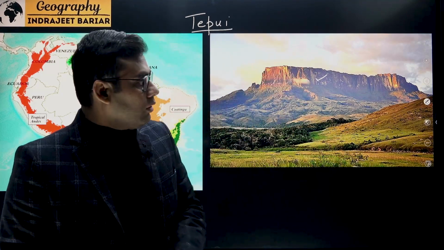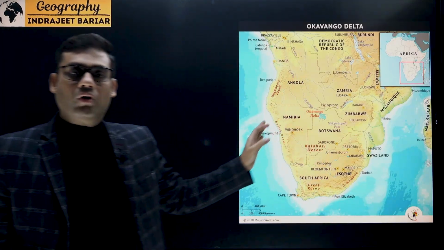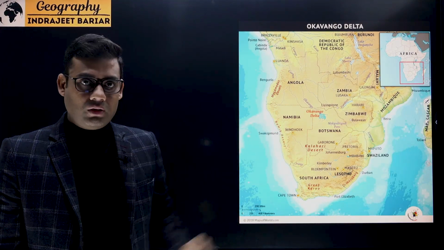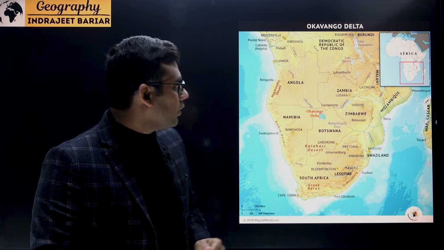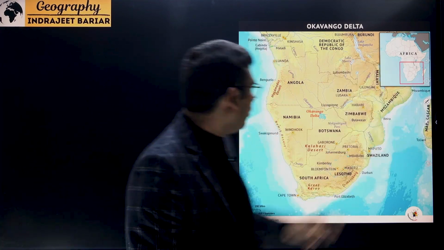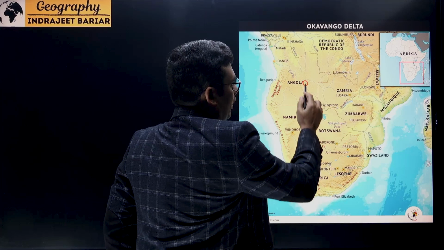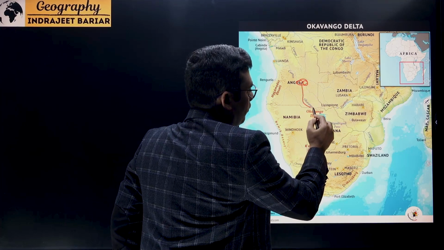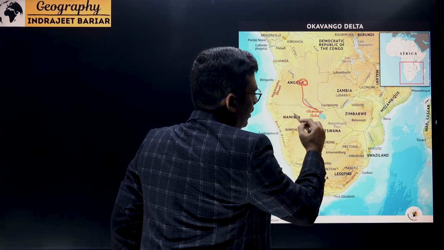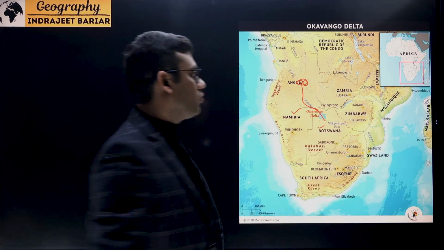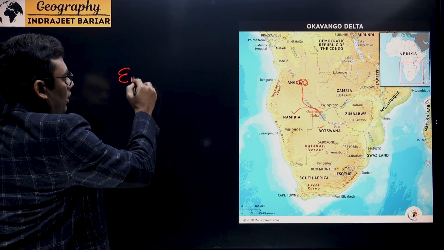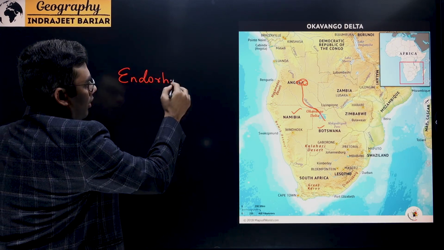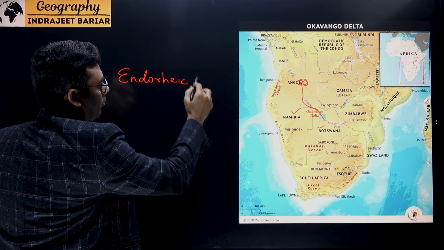So this is the third feature, and from here we move on to the fourth feature, which was Okavango Delta, Okavango Basin. Now, Okavango Basin is related to the Okavango River in Africa. This Okavango River originates from Angola, and from there, this river flows, cuts through Namibia and enters into Botswana. Now, this one particular river I can identify as Endoric Basin.